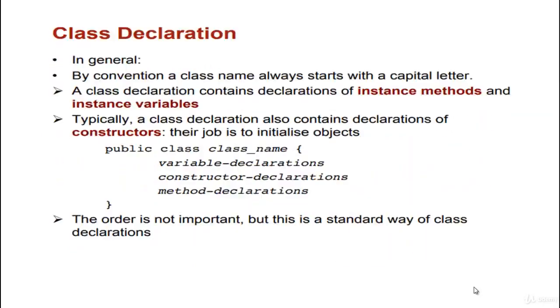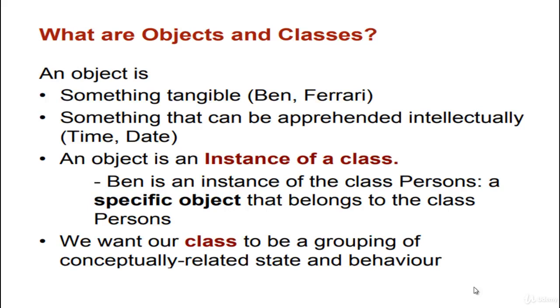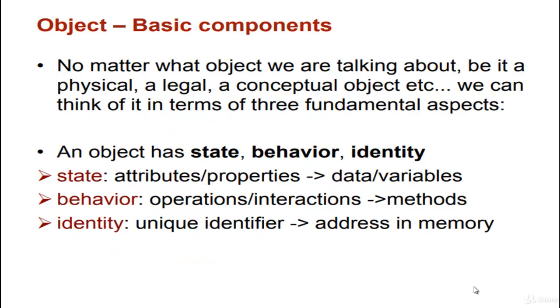That's the end of the session. So if we get a summary, in this session we studied about classes and objects. We learned that an object is an instance of a class. We found the basic components in an object, the three fundamental aspects: state, behavior, and identity.